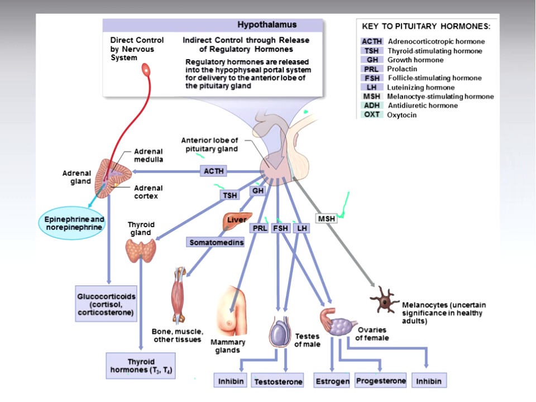In the posterior pituitary, again, there are cells that live in the hypothalamus that extend and terminate in the posterior pituitary, and they make two key hormones.